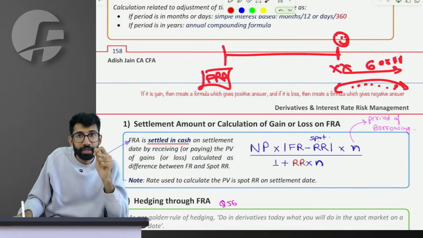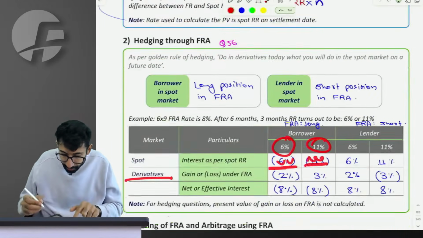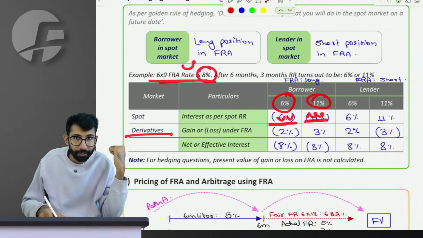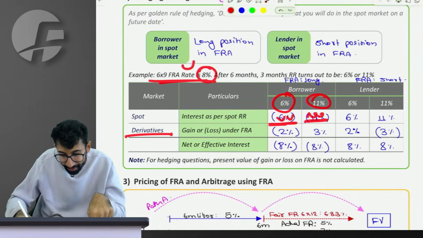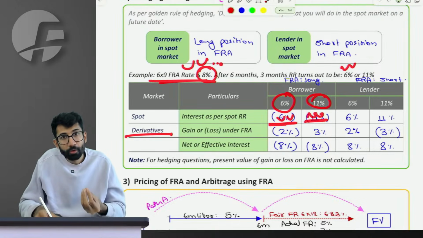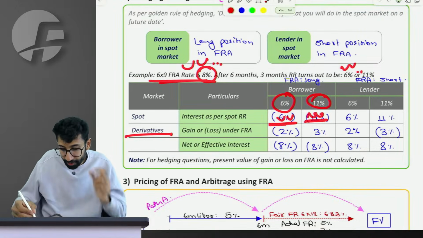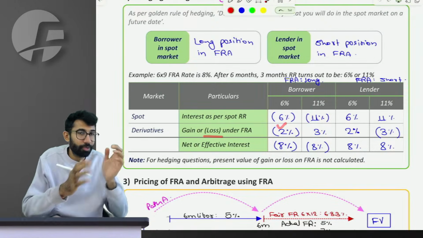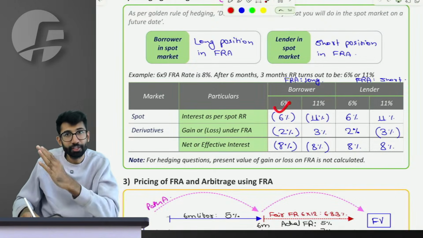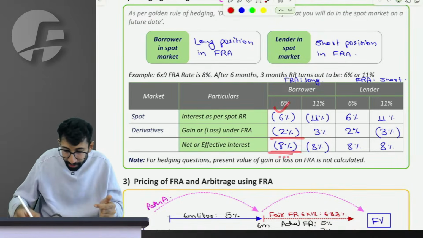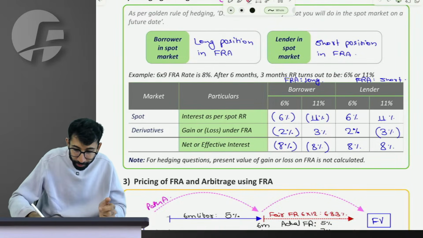So let's do a net settlement. We will say we entered into a contract to borrow at the rate of 8% before 6 months. Now the rate is 6. So please imagine the gain or loss. I had entered into a contract to borrow at 8. Rate is 6. Sir, do you feel a loss for yourself? Yes, a loss of 2%. So in the spot market you paid 6. In the derivative market you paid 2. Overall you paid 8%.